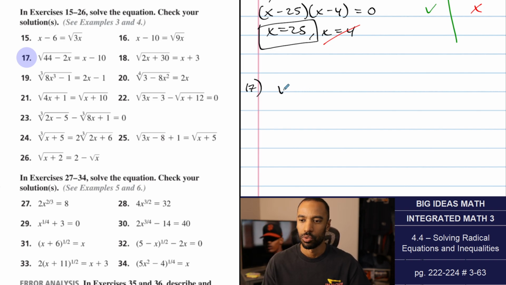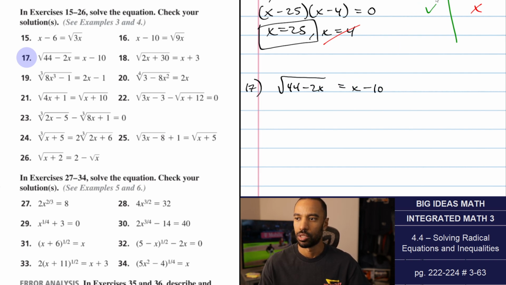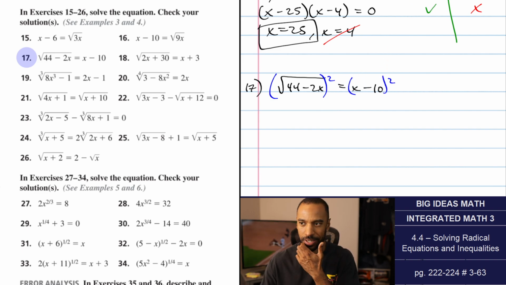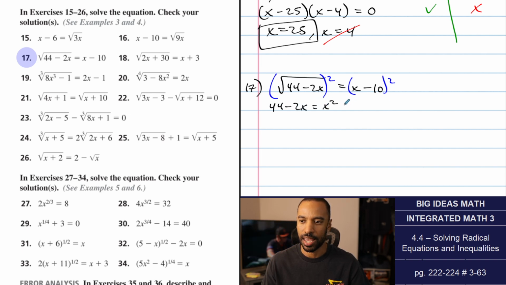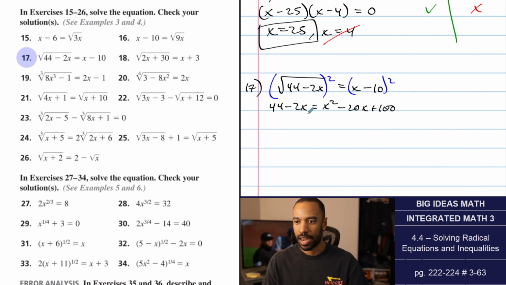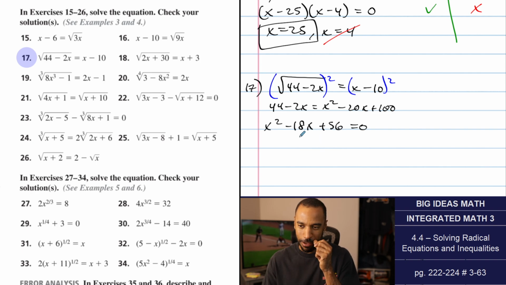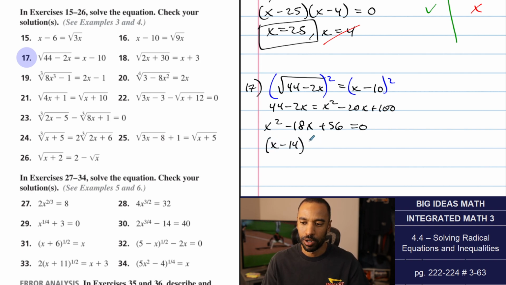So number 17, we have square root of 44 minus 2x equals x minus 10. The radical is isolated. You can see we're doing a lot more square roots instead of cube roots and stuff like that, although it looks like we're going to hit some cube roots. And we get 44 minus 2x equals, this is again x squared minus 20x plus 100. Let's set them equal to 0 by adding this and subtracting that. We'll get x squared minus 18x plus 56 equals 0. That factors into x minus 14 and x minus 4. And here we'll get x equals 14 and x equals 4.